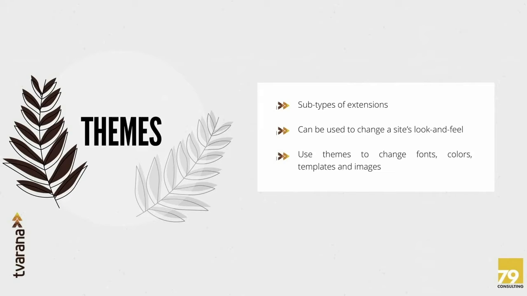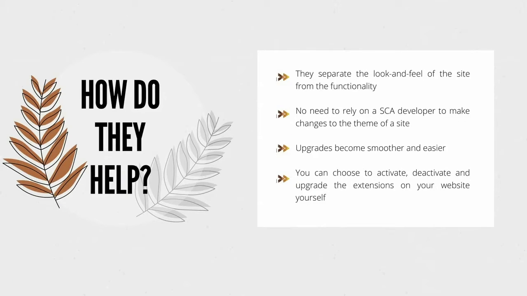So, in what way can extensions help business owners using SCA for their e-commerce, Athara? Well, for one, they separate the look and feel of the website from the functionality. You no longer have to rely on a SCA developer to make changes to the theme of your site. You can do it yourself. Also, if you build your customizations as extensions and don't make any changes to the core code of the website, then upgrades become way smoother and easier. You can also choose to activate, deactivate, and upgrade the extensions on your website yourself.